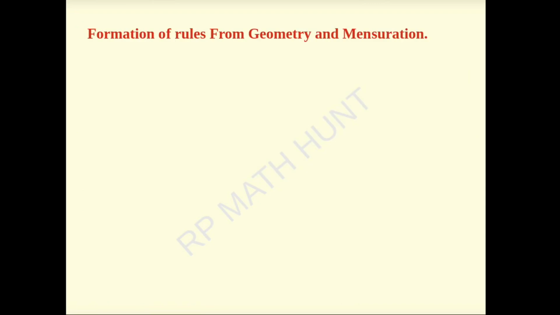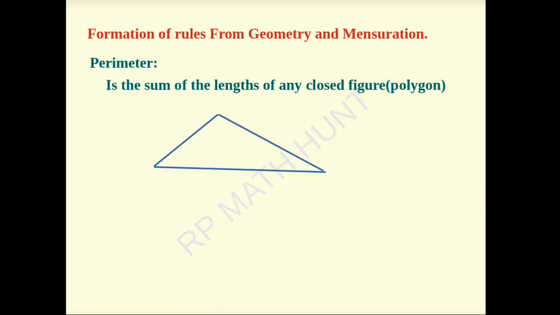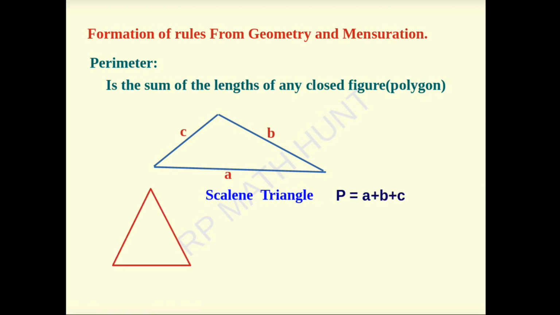Now, formation of rules from geometry and mensuration also. Perimeter is the sum of the lengths of the sides of any closed figure polygon. A, B, C, scalene triangle. Its perimeter is equal to A plus B plus C. Another triangle is the isosceles triangle A, A, B. Then what is its perimeter? A plus A plus B. That is, like terms, 2 A's are there. So you add them up.